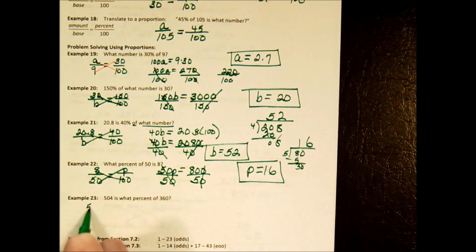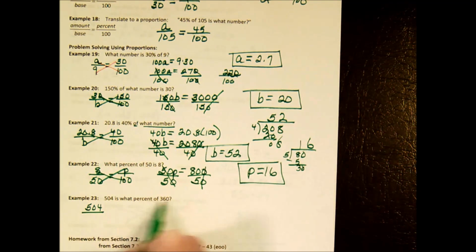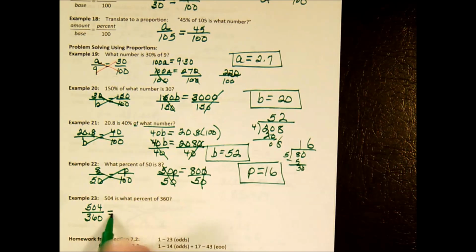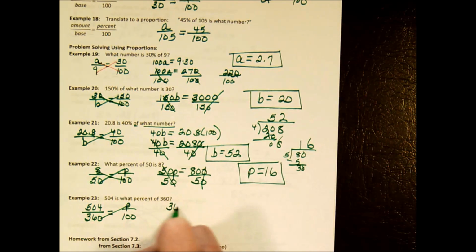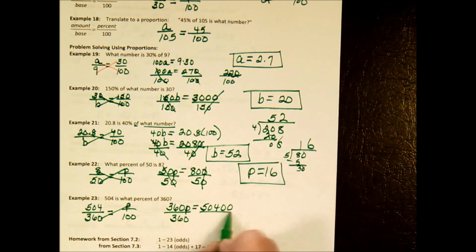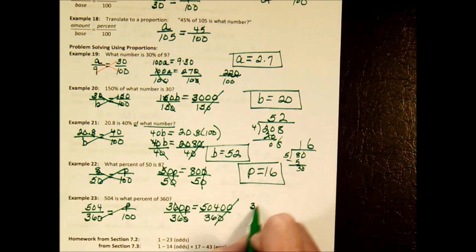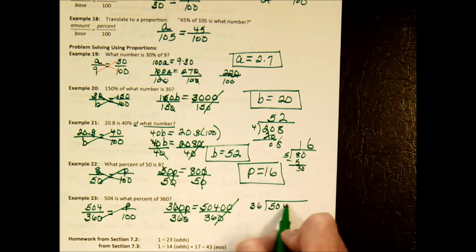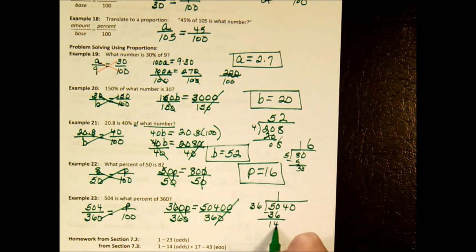504 is, so 504, where's my of? Of 360, what percent? P over 100. Cross products, 360P equals 504 times 100. Divide both sides by 360. I can make my life easier by dividing by 10, and now I have 36 into 5040. 36 into 50, subtract, bring down, and I think that goes evenly 4 times, 24, yes.